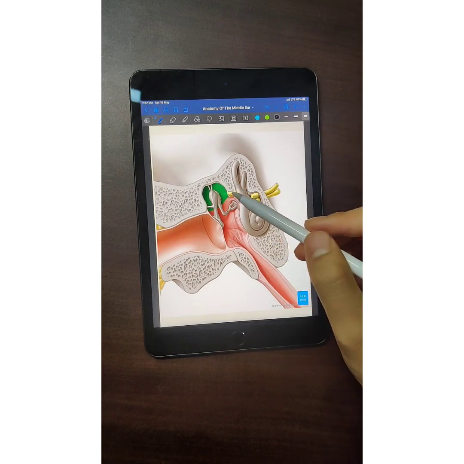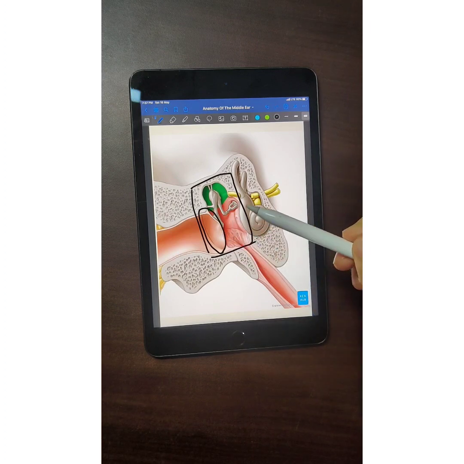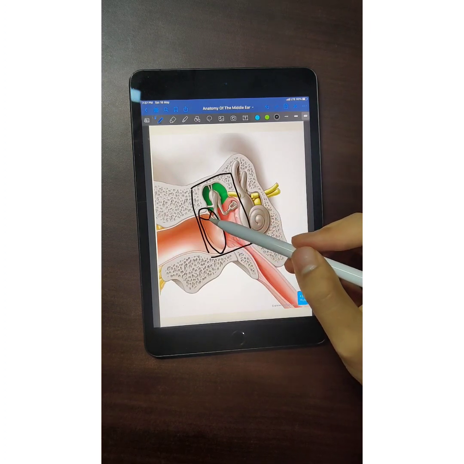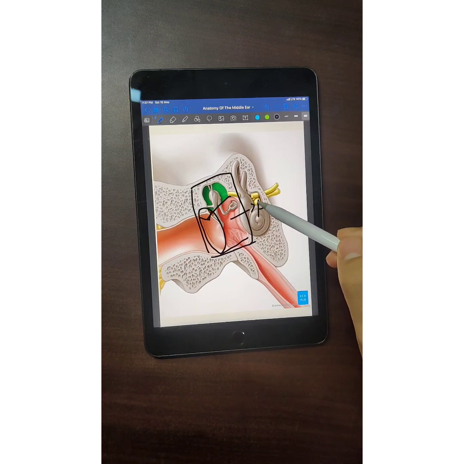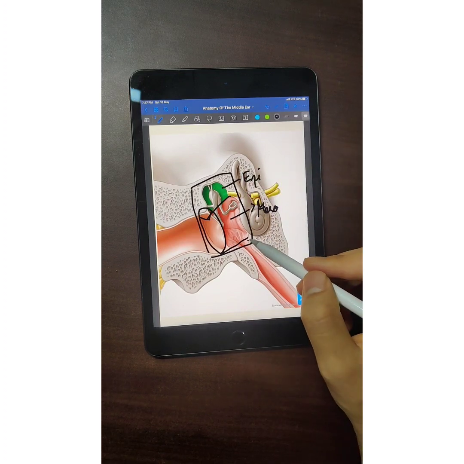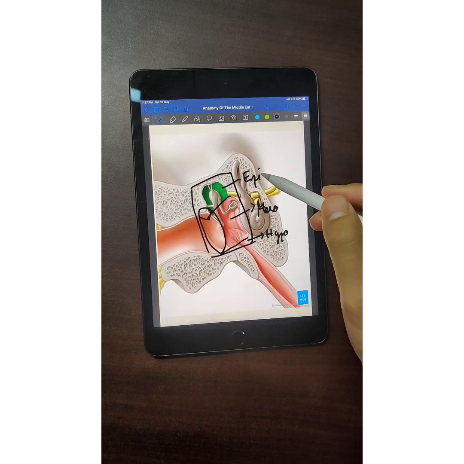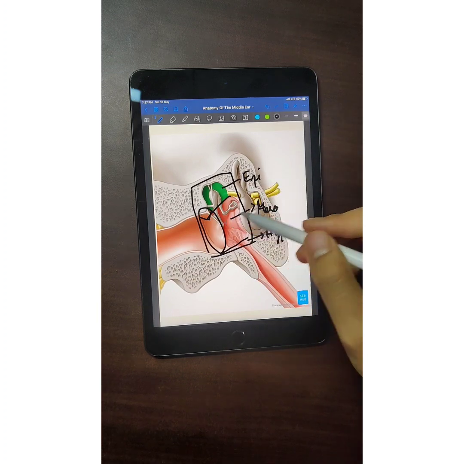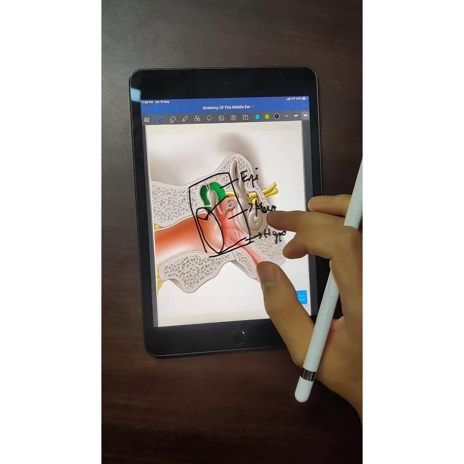So, the middle ear is divided into three main parts. If this is the tympanic membrane, and this is the pars flaccida, and this is the pars tensa, then at the level of the pars tensa is the mesotympanum, above is the epitympanum, and below the level of the pars tensa is the hypotympanum. So these are the three main cavities or parts of the middle ear cavity.